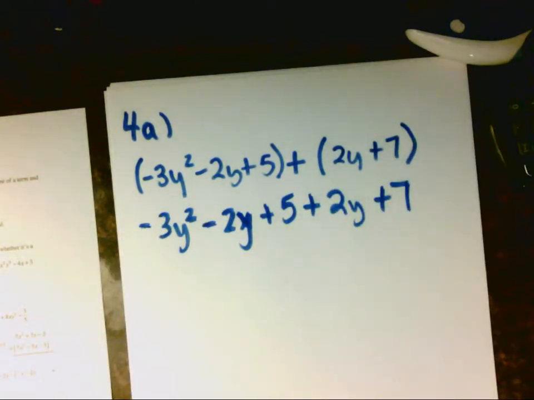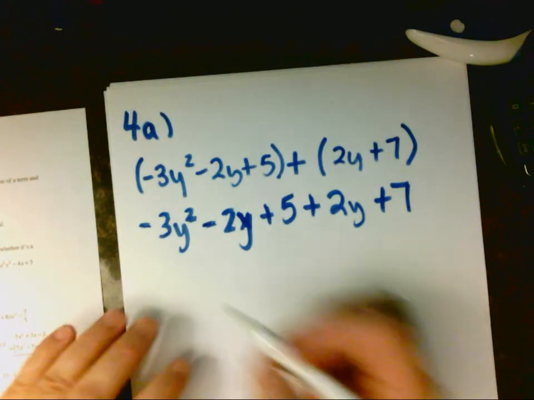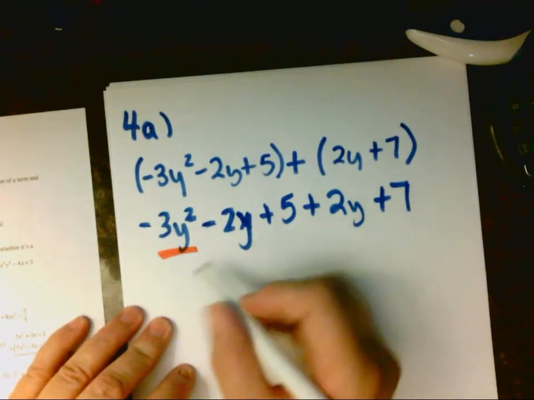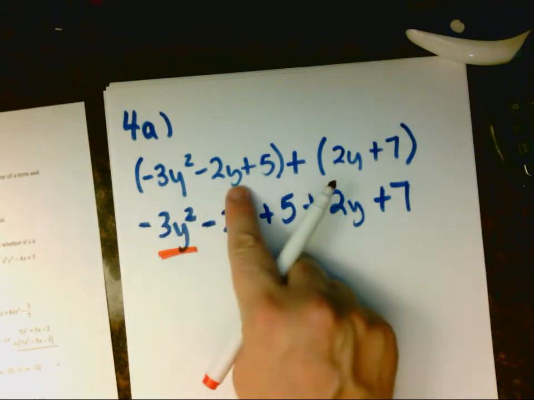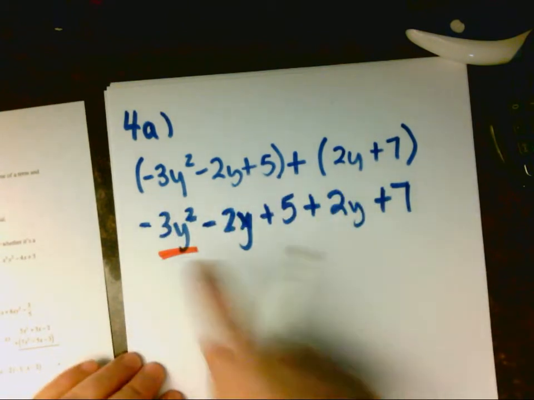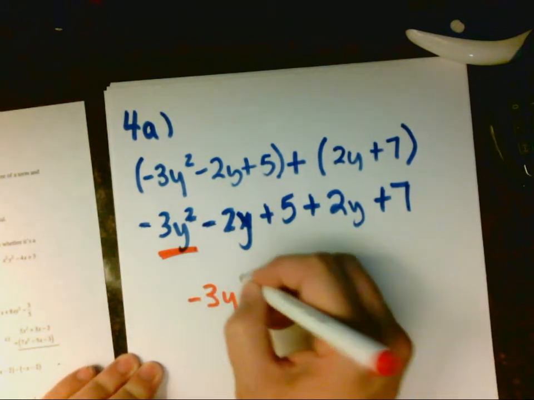Okay, and then what we want to do, since it's adding, the plus just distributes through and doesn't change anything. We find the like terms. Let's double check that I've copied this correctly, and yes, I have. This is the only term that has a y cubed, so I have a negative 3y cubed.